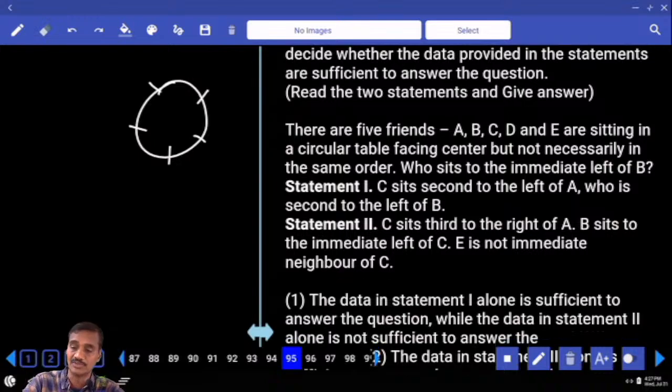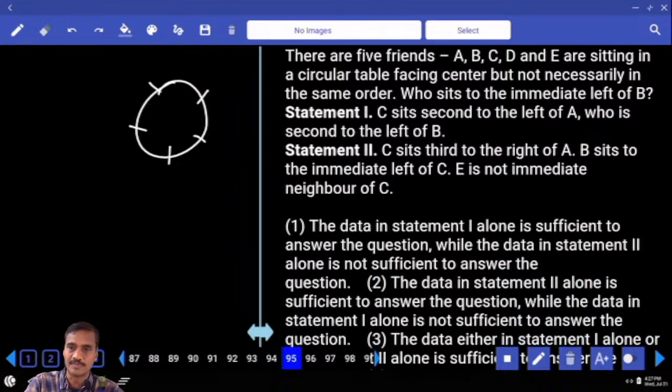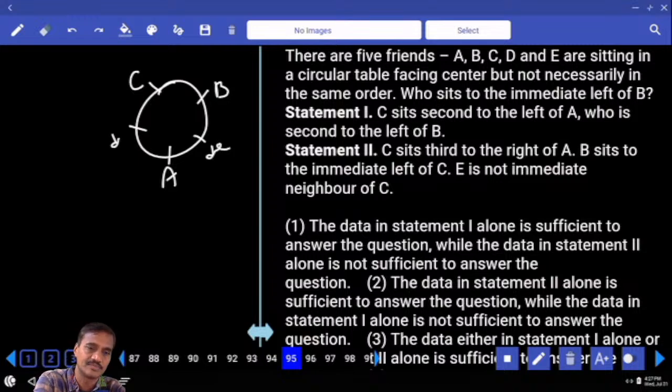Then coming back to this. C sits second to the left of A. Now if A is here, C is seated second to the left of A. A is seated second to the left of B. A, B and C. Then what is the question we have? Who sits to the immediate left of B? Immediate left of B can be either D or E. Then 1 alone is not sufficient.